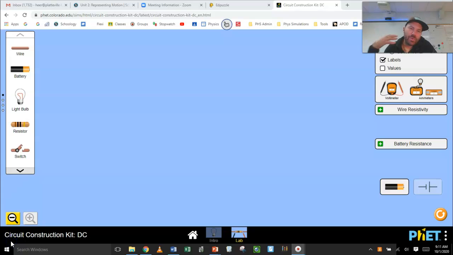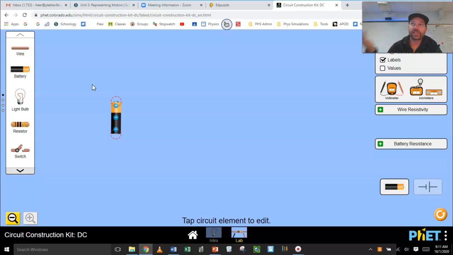So here I am. I'm over at a circuit simulator. This is called the PhET. It's at the University of Colorado's website, phet.colorado.edu. And so every circuit needs to have 3 things. Thing number 1 is a voltage source. Now, this could be a battery, this could be the power station, this could be a photovoltaic, like a solar panel, but something that provides a voltage. The second thing that every circuit needs is a conductive pathway. In this case, it's wires.